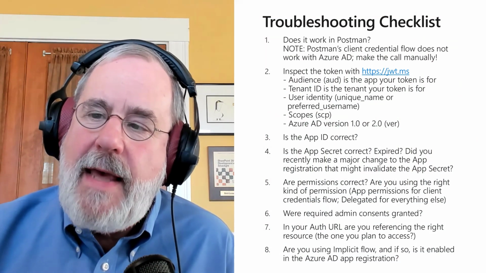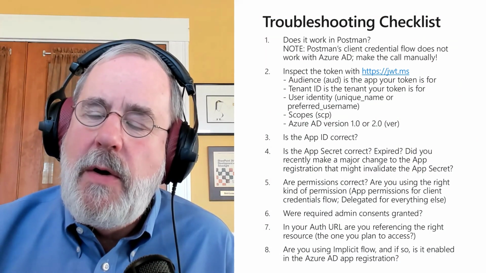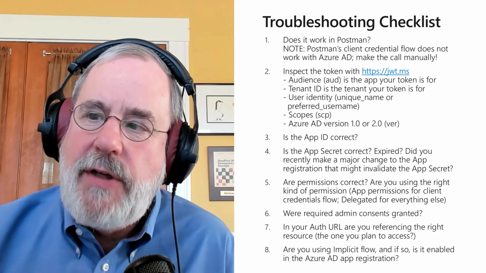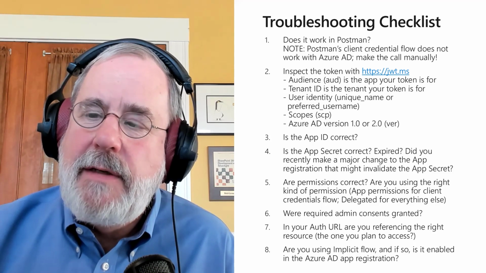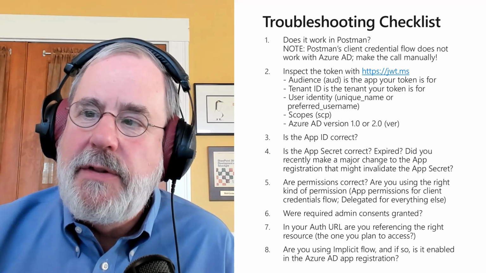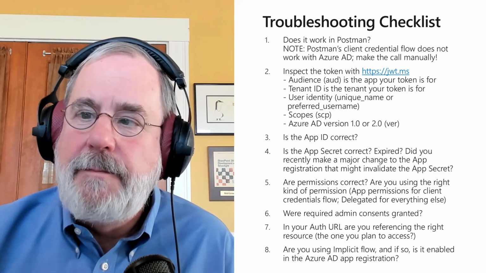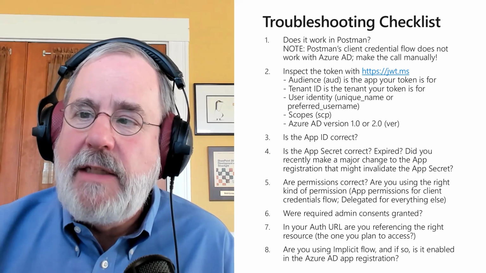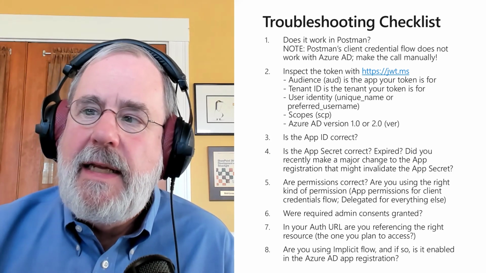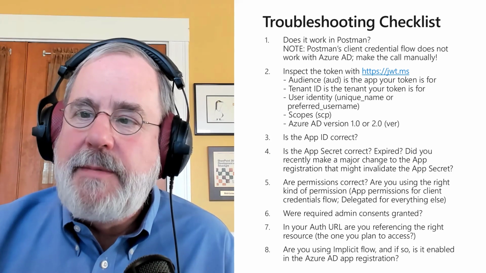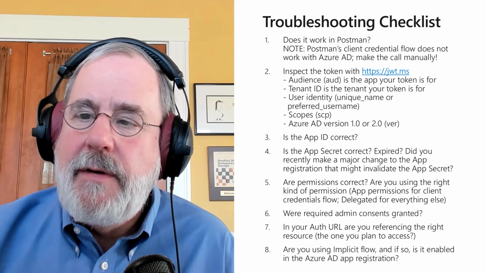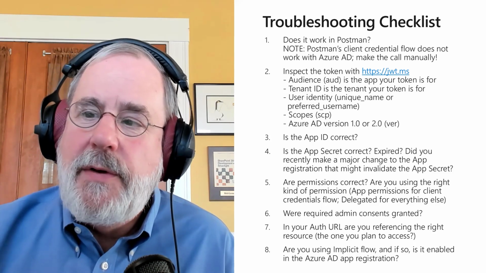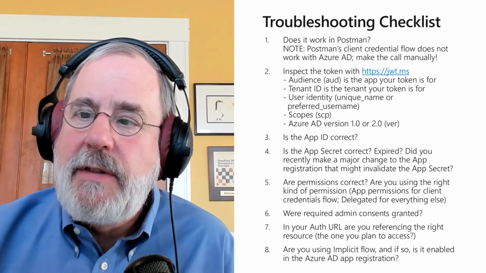Now, check the app ID. If your flow involves an app secret, check that. Make sure it didn't expire. App secrets or client secrets are a lot like digital certificates. They expire after a while. Sometimes if you make a change to an app registration, it might invalidate the app secret. So check that, maybe make a new app secret. You can have more than one, so you can roll them over in your application.